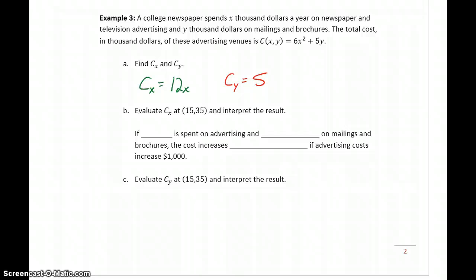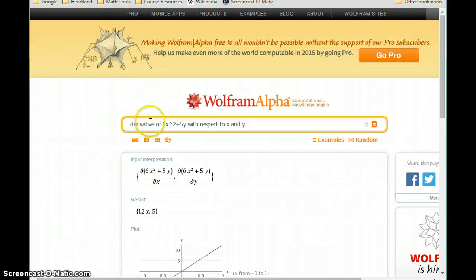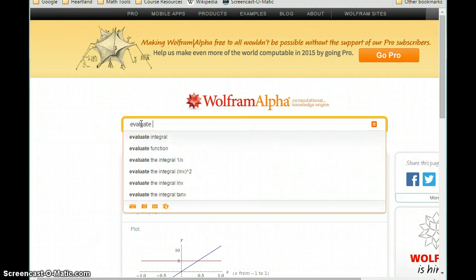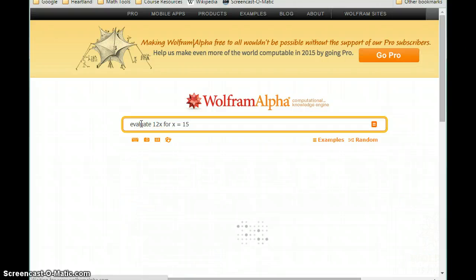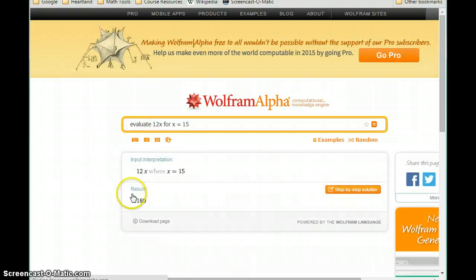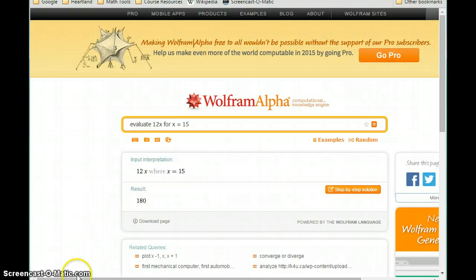So if we evaluate the derivative with respect to x at (15, 35), we want to get that result and then look at how we can interpret that. So what we want to do is evaluate 12x for x equals 15 and y equals 35, but there is no y value in that function, so we don't really need that piece of information. We get a result of 180.